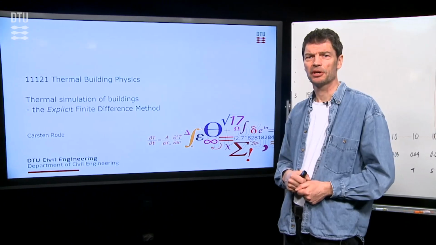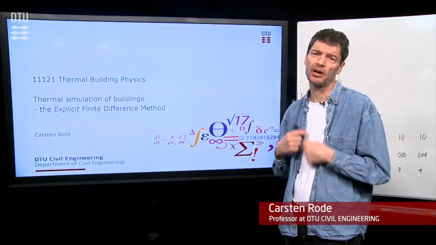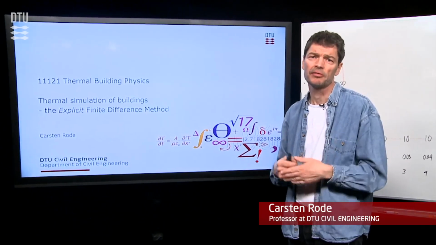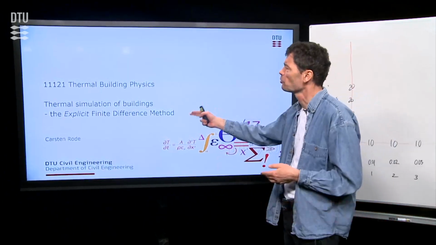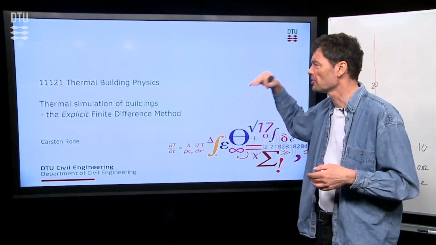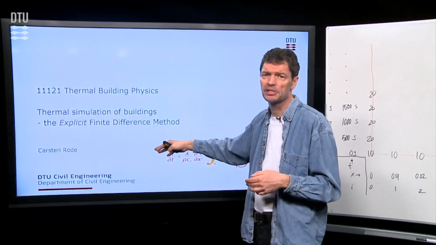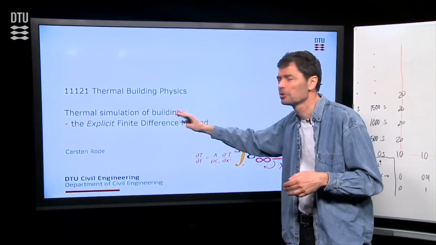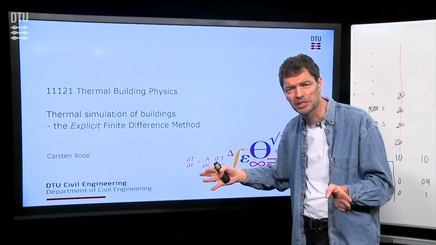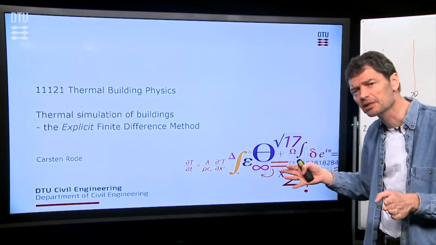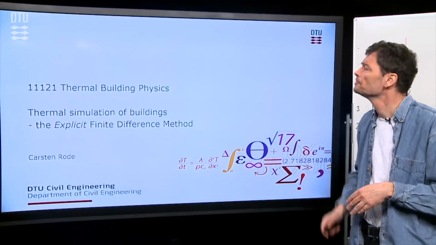Welcome to this lecture on thermal simulation of buildings. That's part of the transient simulation of buildings. And we're going to show today about numerical methods for solving these transient things. One of the methods is the finite difference method, and only the variation, which we call the explicit method, will be talked about here in this lecture for now.